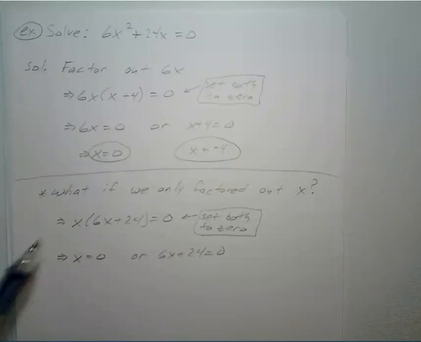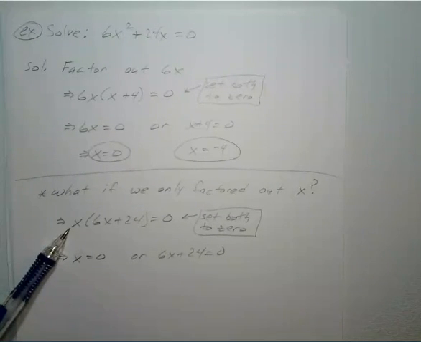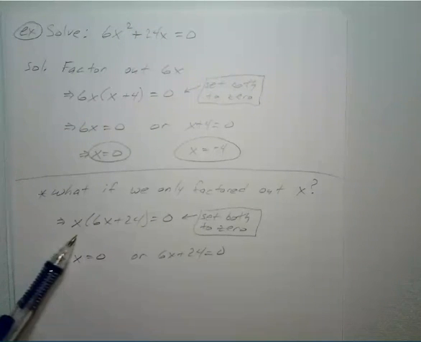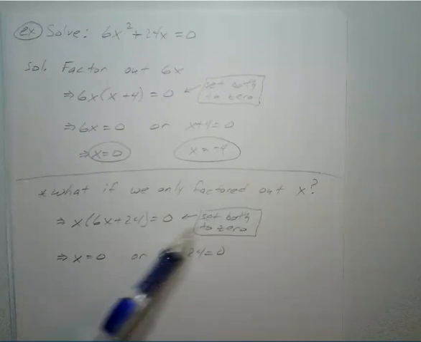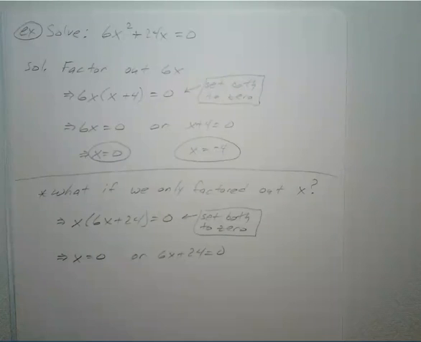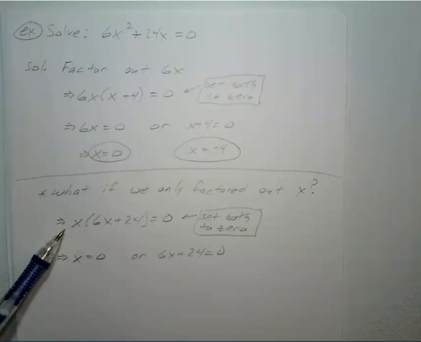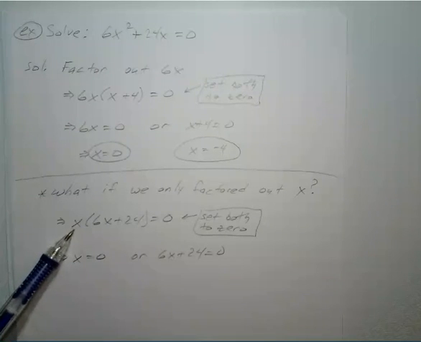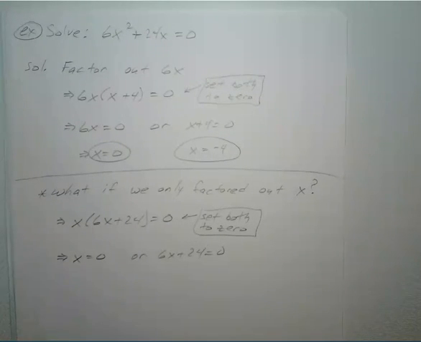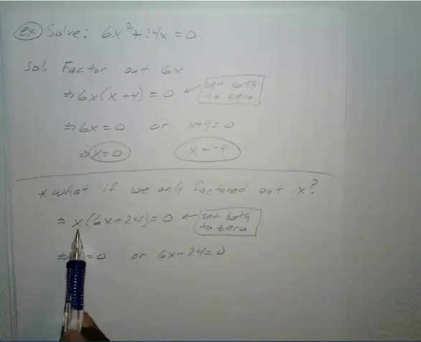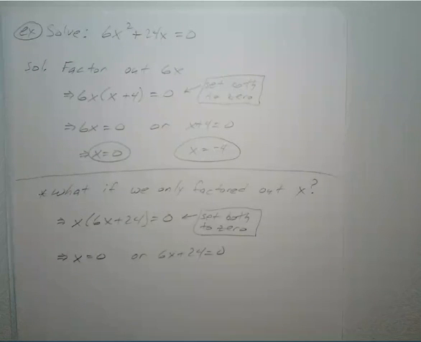Now remember, if we factored out just a number, we can divide both sides by the number. You can't factor out an x and then divide both sides by x. You can only do that when you factor out just a numerical value. When you factor out a variable, you have to leave that variable there and then set to 0. So here we have x equals 0 and 6x plus 24 equals 0. x equals 0 is already solved. You don't have to do anything with that one.